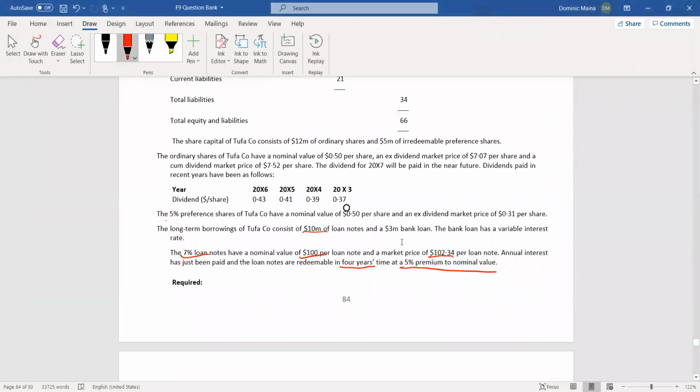And the bank loan has a variable interest rate. You can see here, this part is a variable interest rate, with no more information given to us. So what do we do? We assume the cost of the bank loan is equal to the cost of the bond, like we have done in the other example, which is therefore the 3 million.